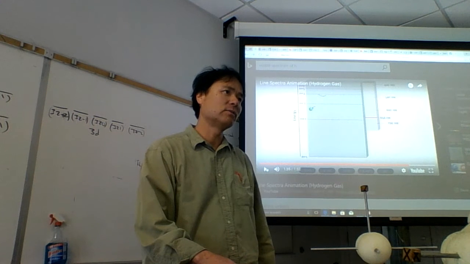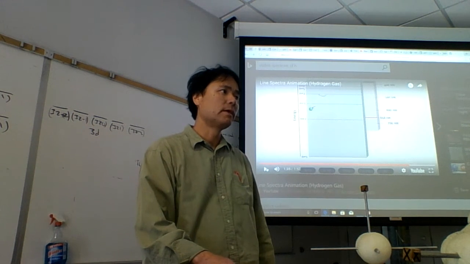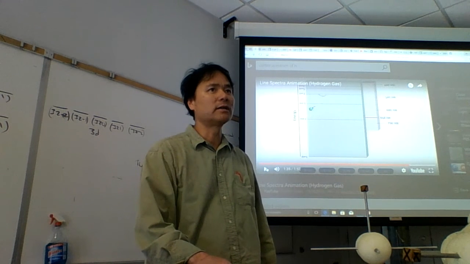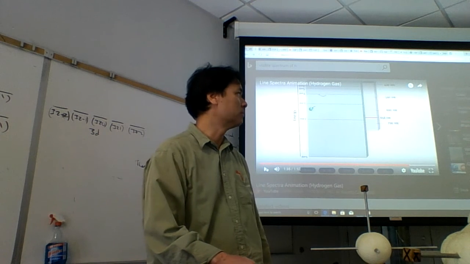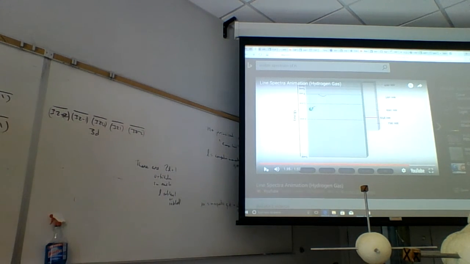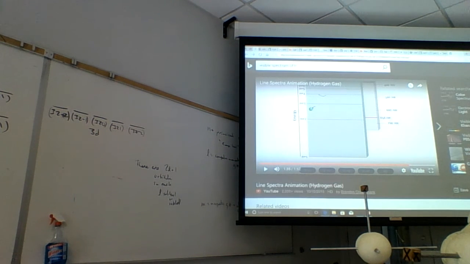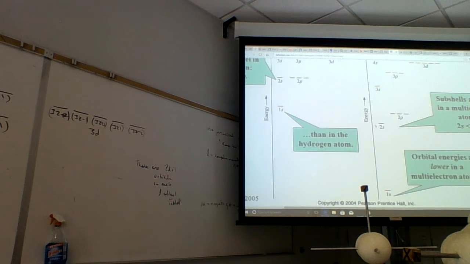And that huge failure was it couldn't predict anything more complicated than hydrogen. And so once we got to helium, then forget it. The Bohr model couldn't make any predictions. Helium, lithium, etc. And the reason that the Bohr model failed is because of this.